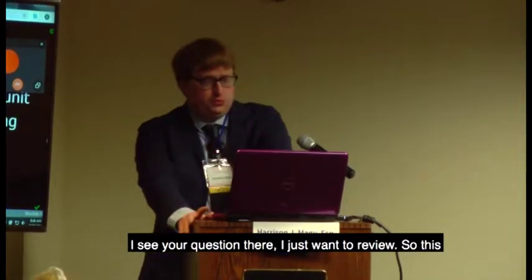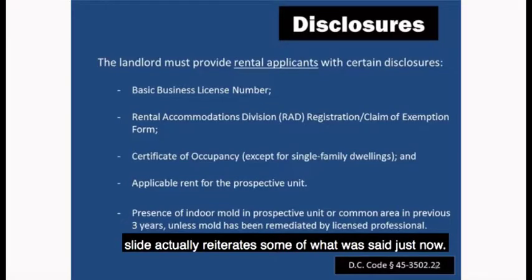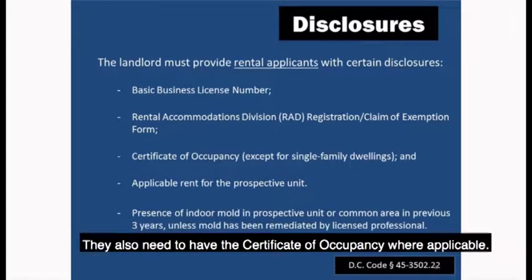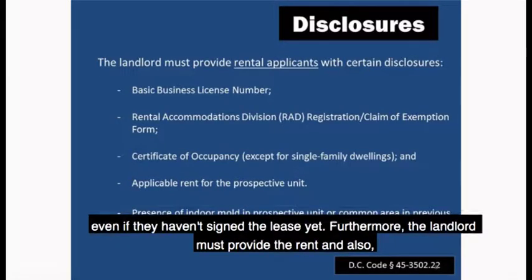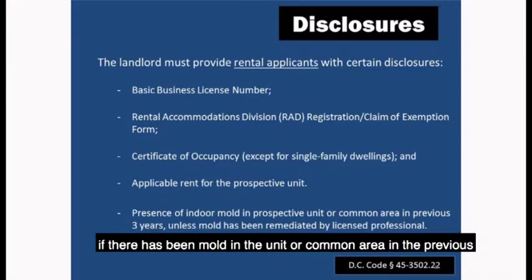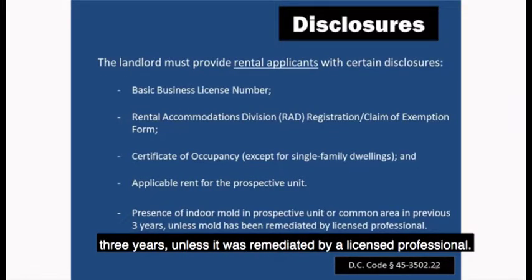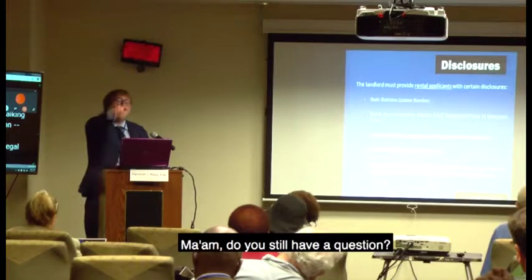I see your question there. I just want to review. So this slide actually reiterates some of what was said just now. The landlord has to have a business license. They need to be on file with the rental accommodations division. They also need to have the certificate of occupancy where applicable. This information must be disclosed to rental applicants, even if they haven't signed a lease yet. Furthermore, the landlord must provide the rent, and also, if there has been mold in the unit or common area in the previous three years, unless it was remediated by a licensed professional. Dan, did you still have a question?